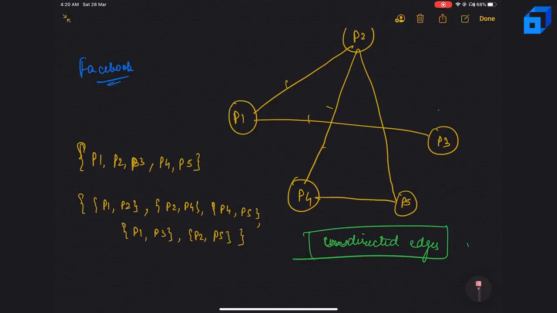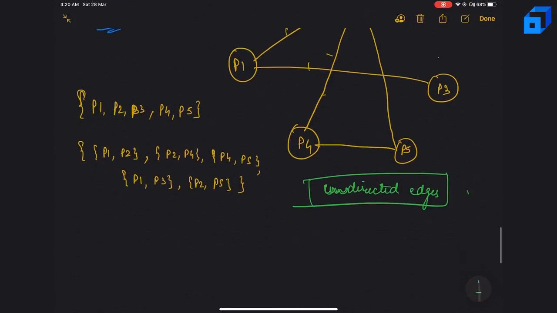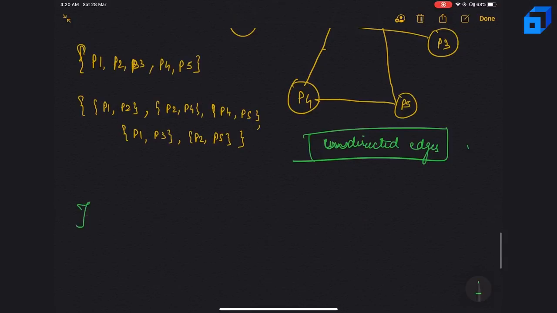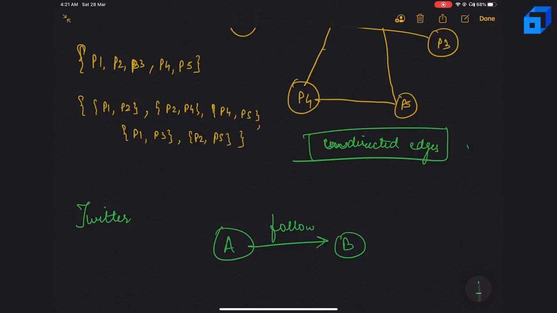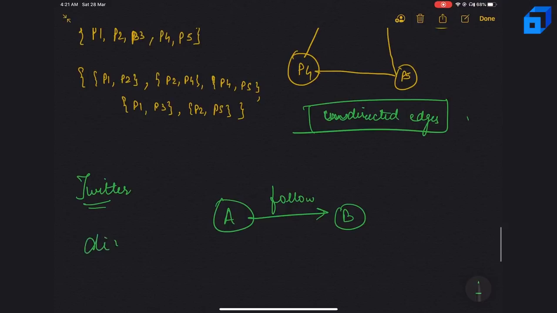Can you tell me a graph that is not undirected for a social network? Yes, we can take example of Twitter. In Twitter, if a person A follows a person B, let us say we draw an edge from A to B. Does this mean that B also follows A? No. So, in this case, we can say that Twitter has a digraph.